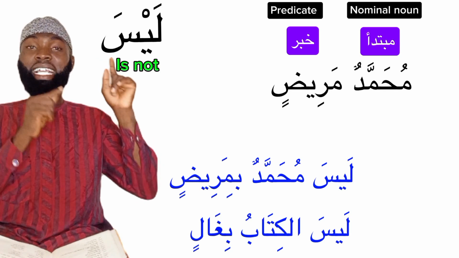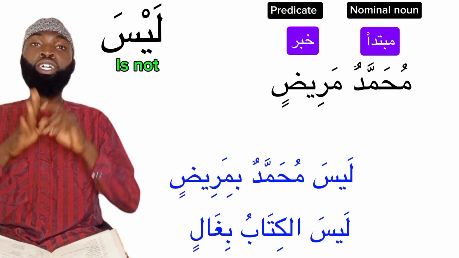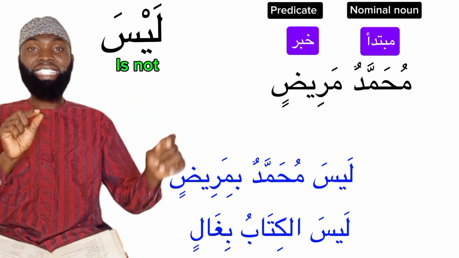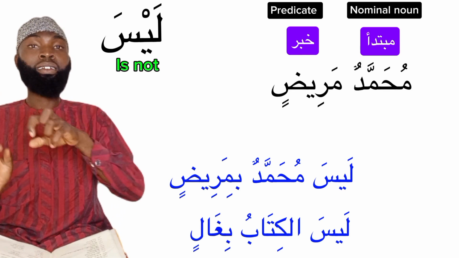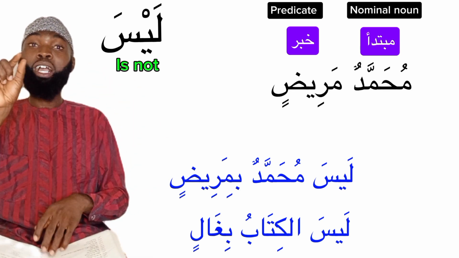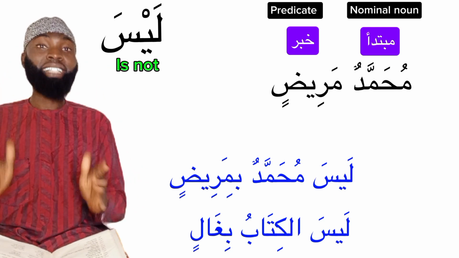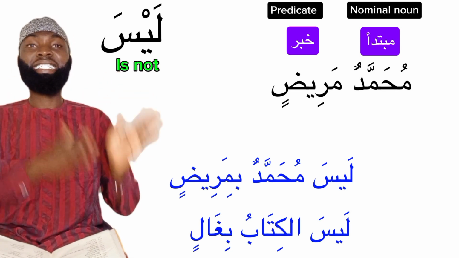Now, when we introduce laysa to it, laysa makes Muhammad become ismu laysa, that is the noun of laysa, and the khabar, which is maridun, becomes the khabar of laysa. We no longer call Muhammad mubtada because laysa has been introduced to it, and this we have learned from kana wa akhawatuha, kana and its sisters.